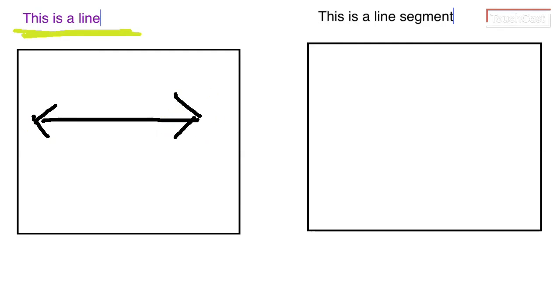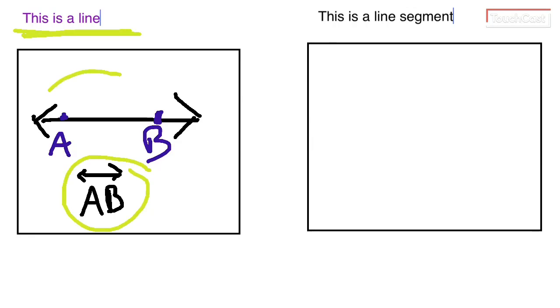Now, within that line, I'm going to make two small dots, and I'm going to name those dots A and B. I'm now looking at the space between A and B, and that is my line, line AB. If someone said, please write out the line AB, I would first write my AB together, and then I would make a small line with my arrows on either side.